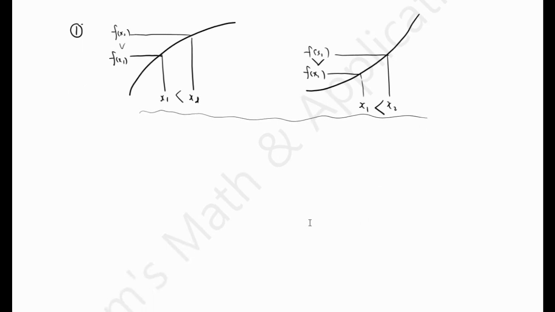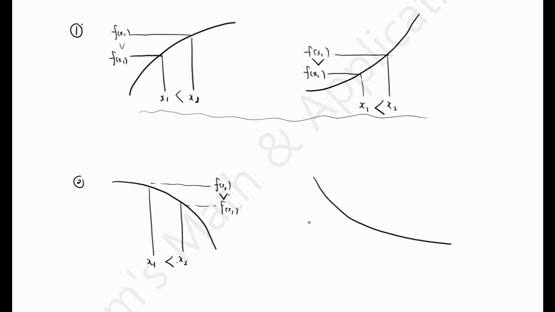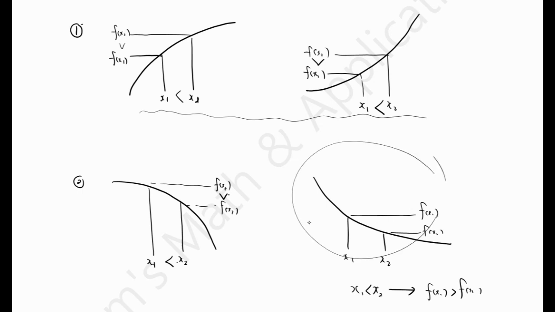An example of a decreasing curve is this curve. This is x1 and x2. x2 is greater than x1, and this is f(x1). This is f(x2), and f(x1) is greater than f(x2). This is a decreasing function. And like this, this is x1, x2, f(x1), f(x2). x2 is greater than x1, and then f(x1) is greater than f(x2). So this is also a decreasing function.